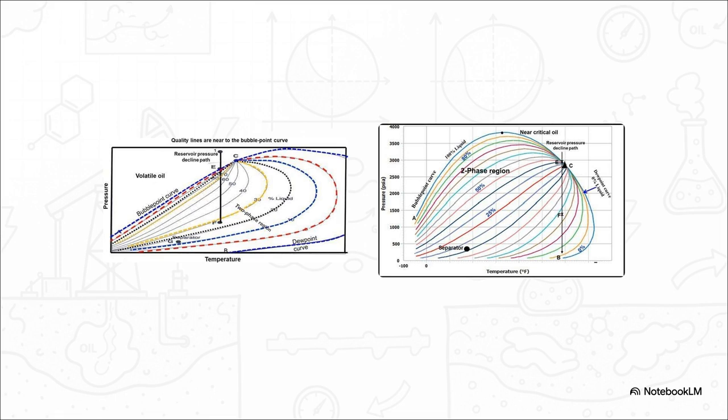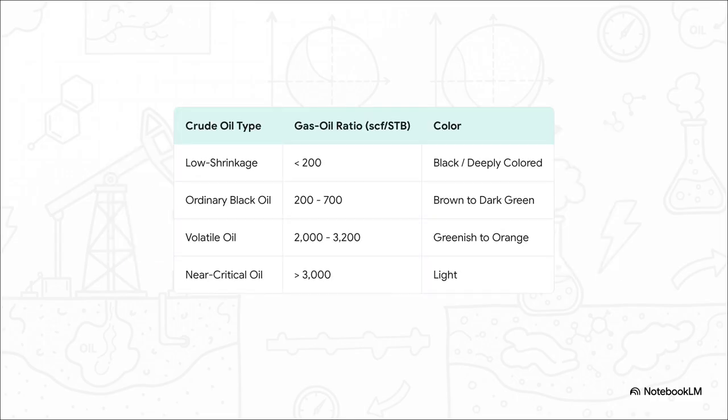And the one on the right, a near-critical oil, even more extreme. It can lose half its volume almost instantly. And all these different map shapes and journeys connect directly to things we can actually see and measure at the surface. That low-shrinkage oil, it's dark, almost black, and produces very little gas. A volatile oil, on the other hand, is much lighter in color and can produce thousands of cubic feet of gas for every single barrel of oil. See? The map tells the whole story.